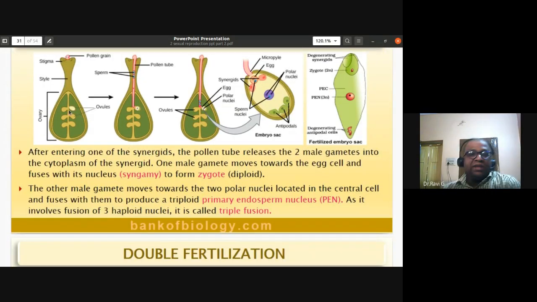After entering one of the synergids, the pollen tube releases the two male gametes. Here you can see first the pollen grain underwent germination and formed the pollen tube. The pollen grain contents moved into the pollen tube. If it is a two-celled pollen grain, the contents are the vegetative nucleus, vegetative cytoplasm, and generative cell. The generative cell within the pollen tube is going to divide to form two gametes.